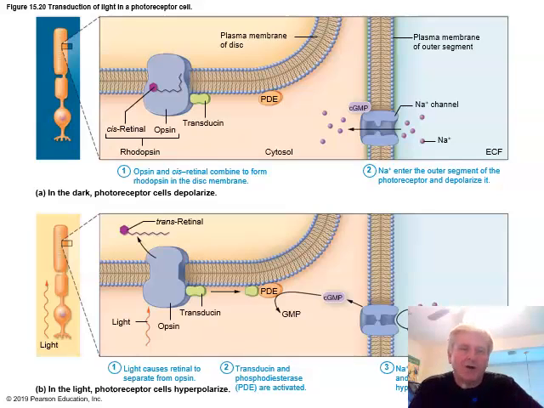Now in the dark, the opsin and the cis-retinal combine to form rhodopsin in the disc membrane. Then the sodium will enter the outer segment of your photoreceptor cell and depolarize it. So in this case, you're not going to see an image during depolarization. In the bottom image, you have hyperpolarization because of the closing of the sodium channels, and that's what occurs in light. That's kind of the opposite of what you see in the action potentials in your other general senses.